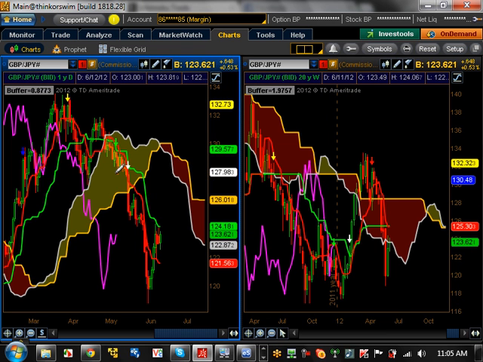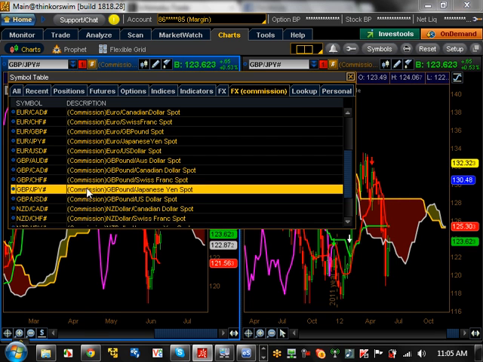Pound yen, really doing nothing here. You could see it's just going to sit there. It's consolidating. Major resistance level is going to be basically 125.30. Major support level is going to be 121.56 moving forward.